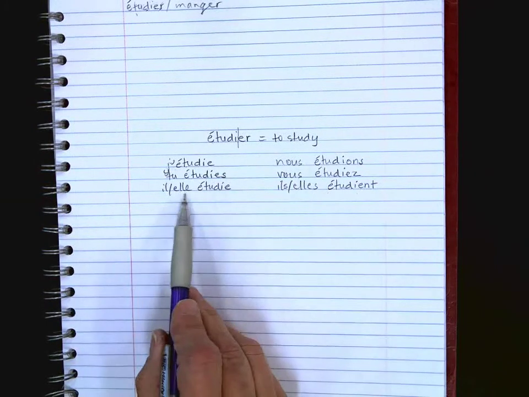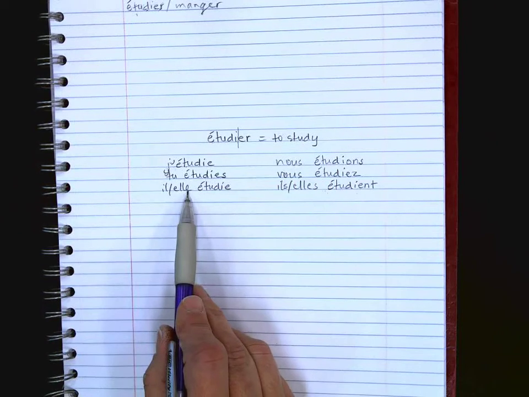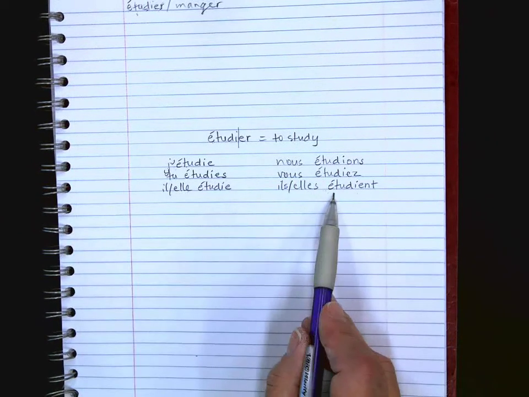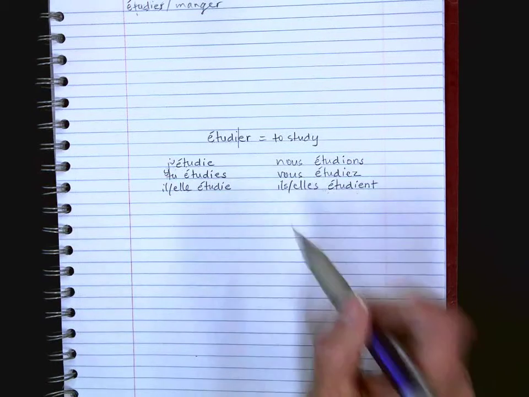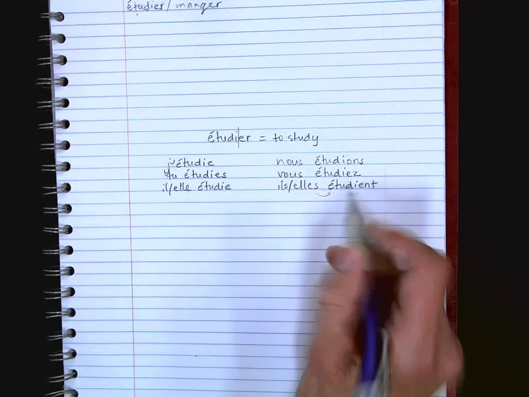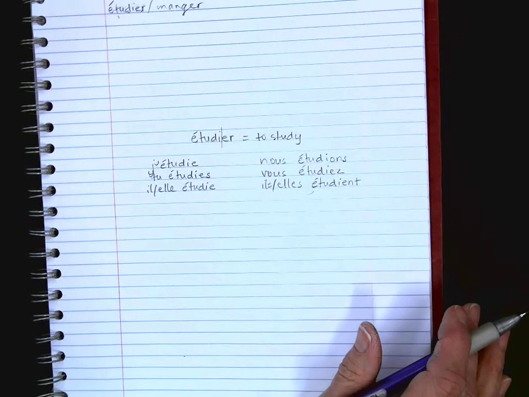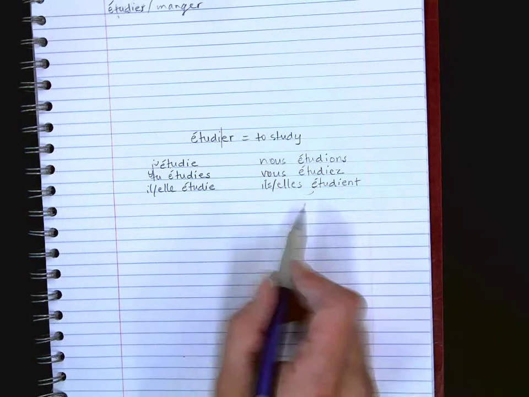So you can tell that on this one, because this is a vowel, you can tell the difference between the plural and the singular. Elle étudie, elles étudient. Vous étudiez. You have a liaison where it sounds like this S is at the beginning of the next word. So in this case, you can tell the difference between the plural and the singular in just this part.